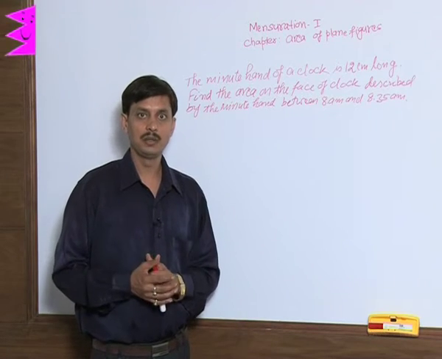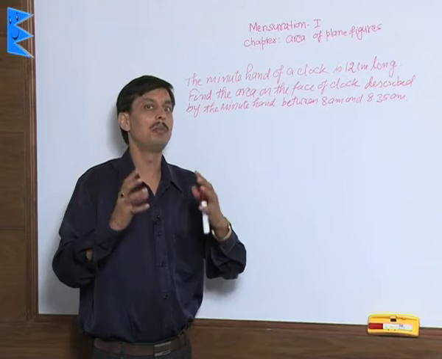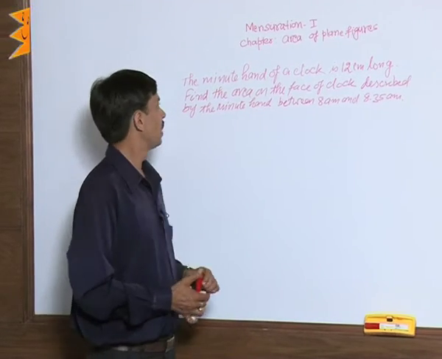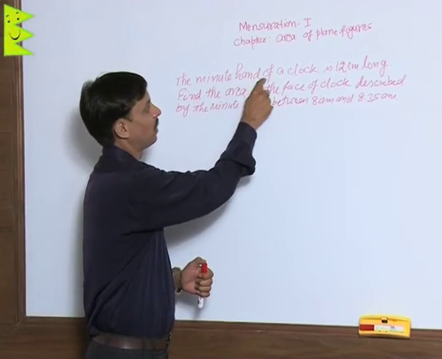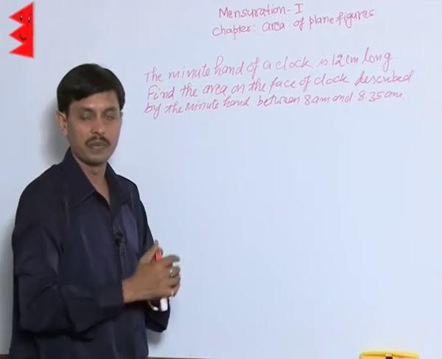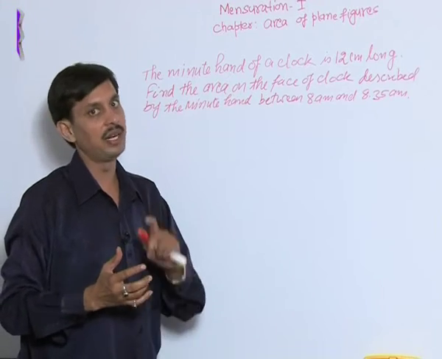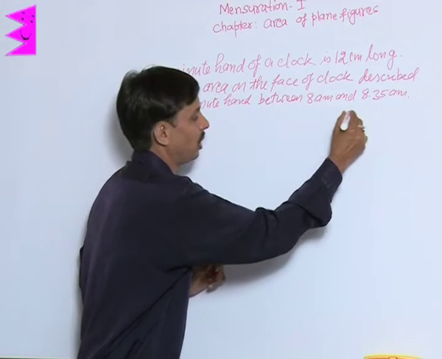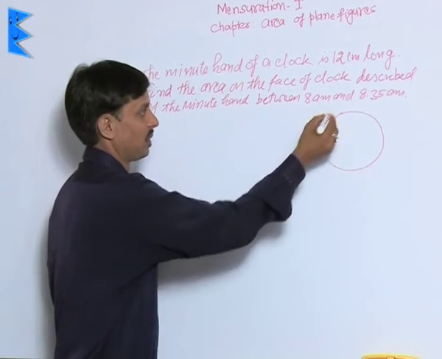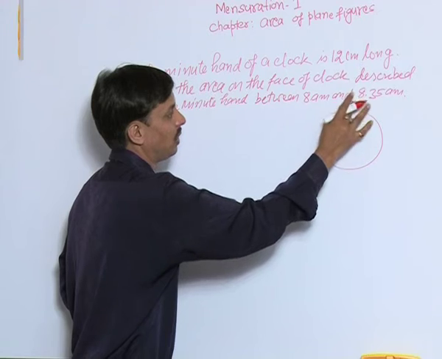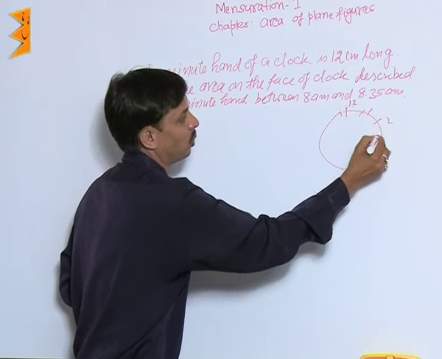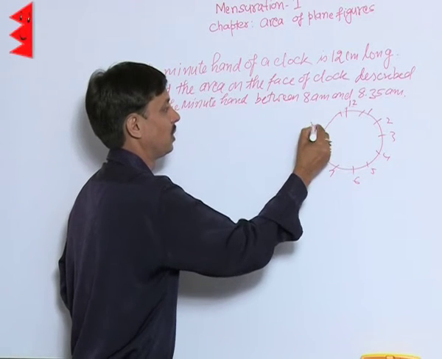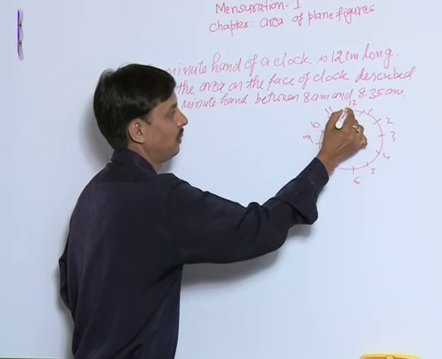Now, another example where we will make use of a different concept for finding the area of a sector. I am taking an example related to a clock. The minute hand of a clock is 12 centimeter long. A clock has three hands: minute hand, second hand and hour hand. And the entire face of the clock is divided into 12 parts. Suppose on the top we keep 12. This is 1, this is 2, this is 3, say 4, 5 and here 6. Then 7, 8 and 9, this is 10, 11 and we have come back to 12.